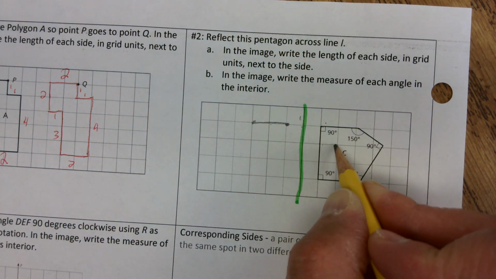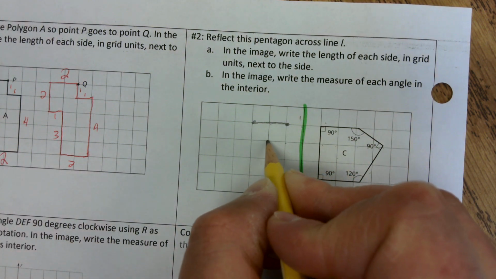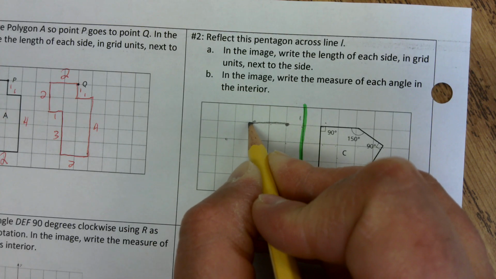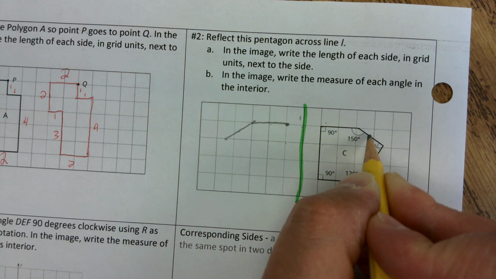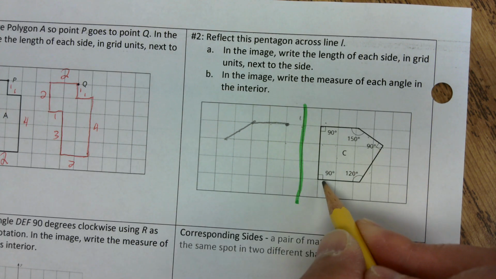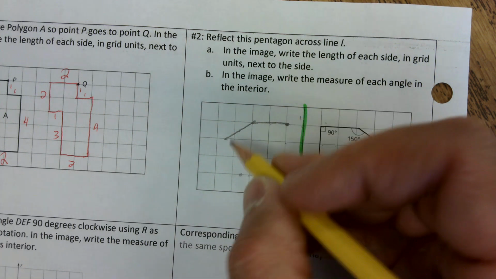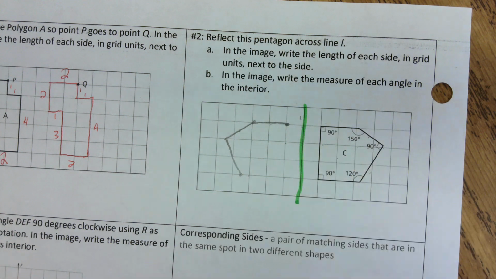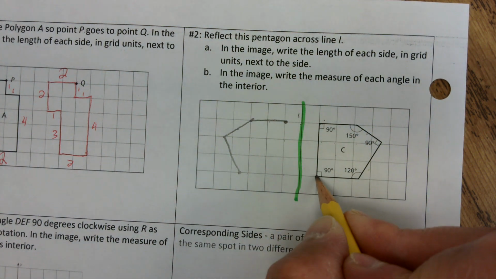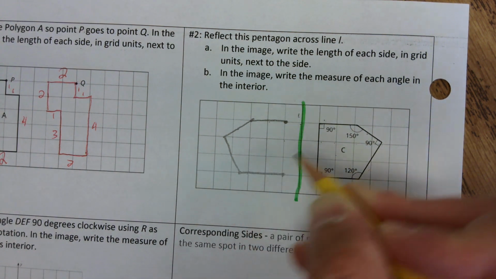This one is, let's see, 1, 2, 3, 4.5 away. So this side matches to that side. And this one is 3.5 away. So then 3.5 on the other side. Just like that. And then this is 1 away, and so that will complete the shape.